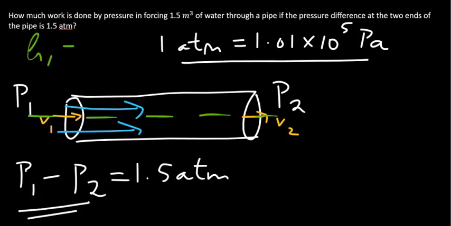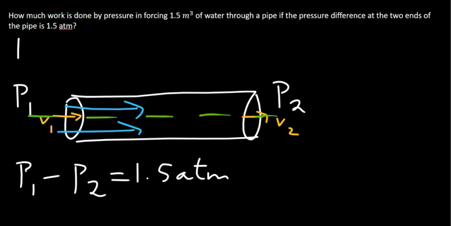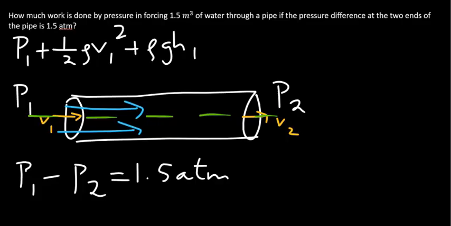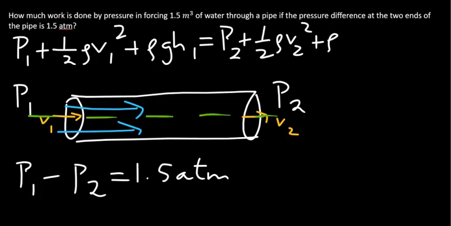So H1 equals H2. Remember those terms associated with vertical positions in Bernoulli's theorem. So let's write the equation down. Bernoulli's equation is as follows: P1 plus half the density of water, V1 squared, plus rho g h1 equals P2 plus half rho V2 squared plus rho g h2, but in this case it's the same as h1, so that will go away.